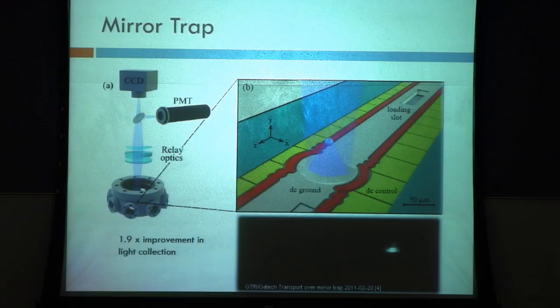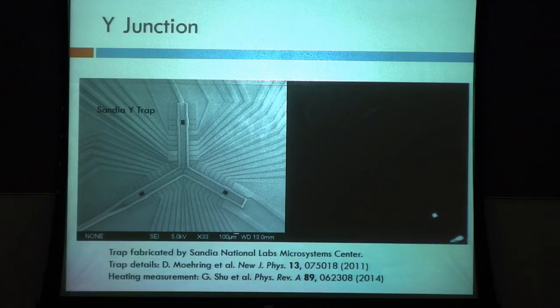What's great is there are many different places making these kind of chips. Here's a chip that we got from Sandia National Laboratories, and this is an image in our laboratory of a single atom moving up the arm of this chip. And we've been able to show that we can move ions through these junctions without causing too much heating, which is really critical for then laying out this whole process.